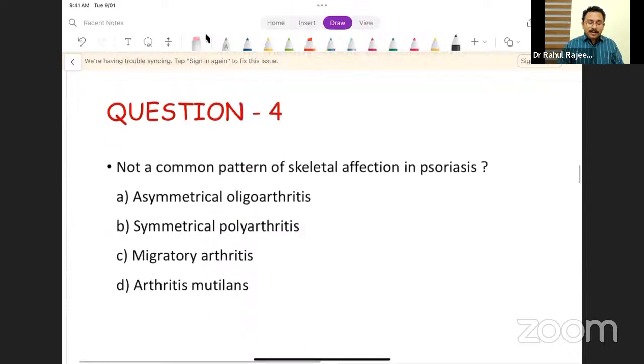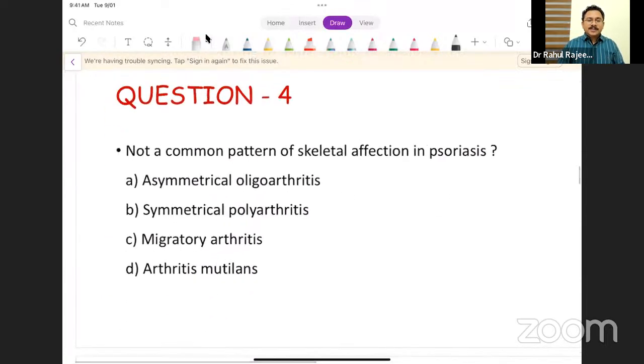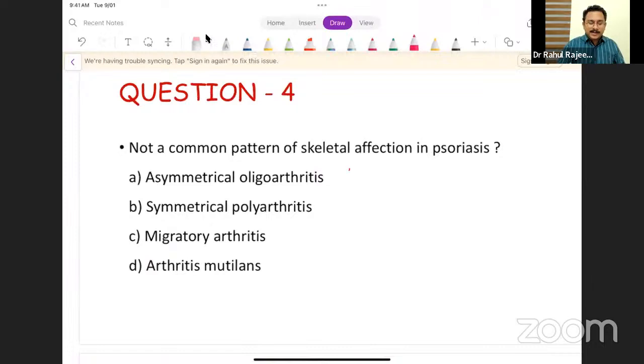Coming to question number 4, not a common pattern of skeletal affection in psoriasis. Asymmetrical oligoarthritis, symmetrical polyarthritis, migratory arthritis, and arthritis mutilans. Well, the first one, asymmetric oligoarthritis, is correct. You can have an asymmetrical oligoarthritis pattern. Sometimes this can very well resemble another disease. Can you tell me which is the other disease that I'm talking about? Asymmetrical oligoarthritis can sometimes mimic reactive arthritis. Sometimes it can present with symmetrical polyarthritis.